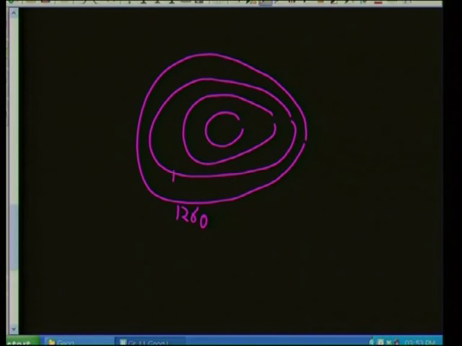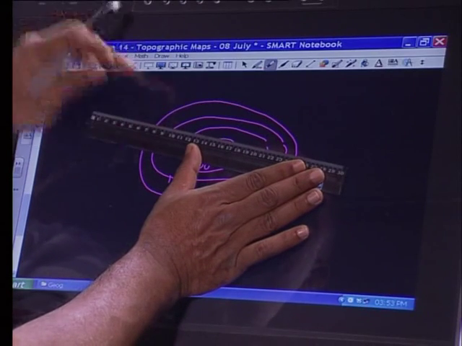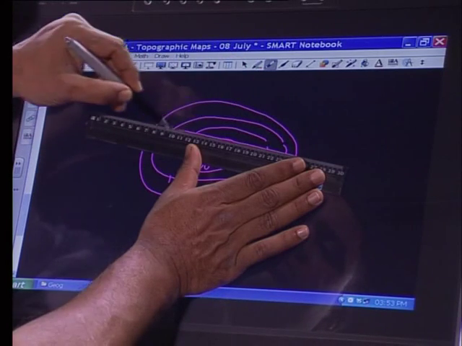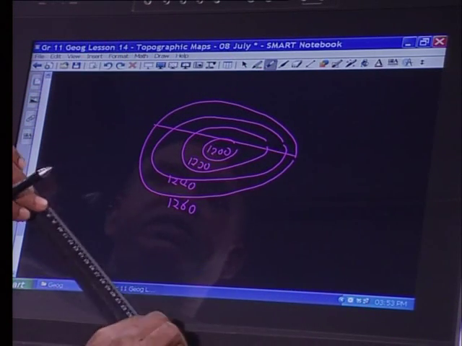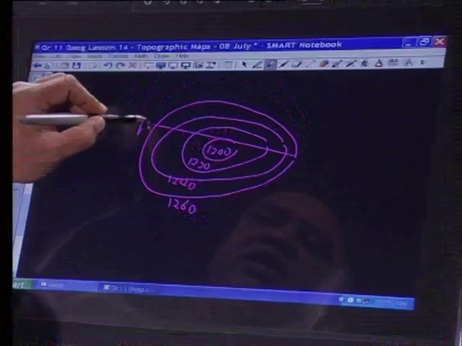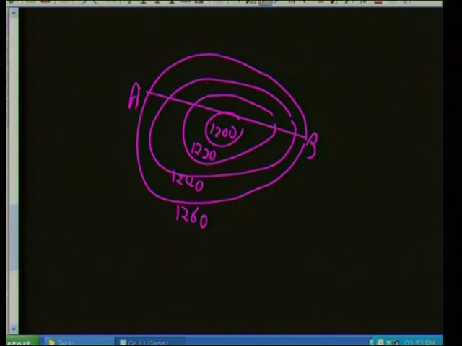I'll put this as 1,260, 1,240, 1,220, 1,200. Okay, and very quickly I'm going to put in a line to show where I want my cross section. All right, and I'm going to put it from A to B.